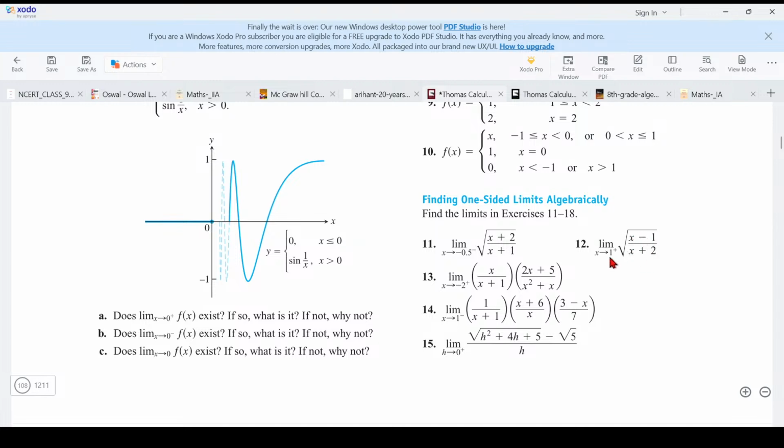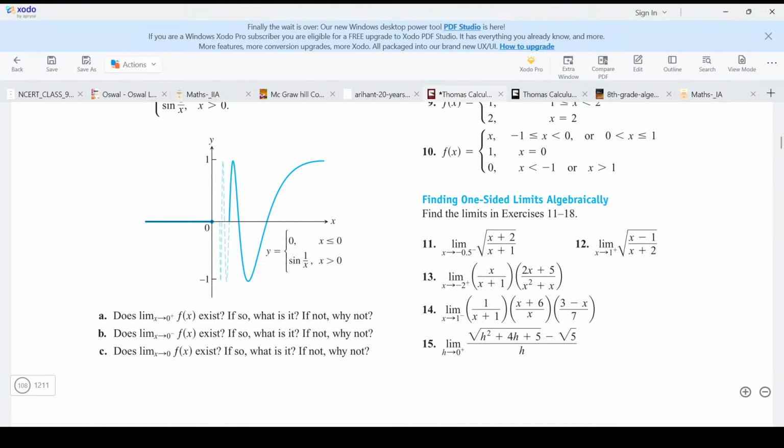But once you say 1 minus, this becomes a negative number. For example, 0.99 minus 1 becomes a negative number. The value of the function is not defined. So that's why the left hand limit doesn't exist. In fact, the function is not defined for the left hand limit, like 1 minus, a number which is slightly lesser than 1.